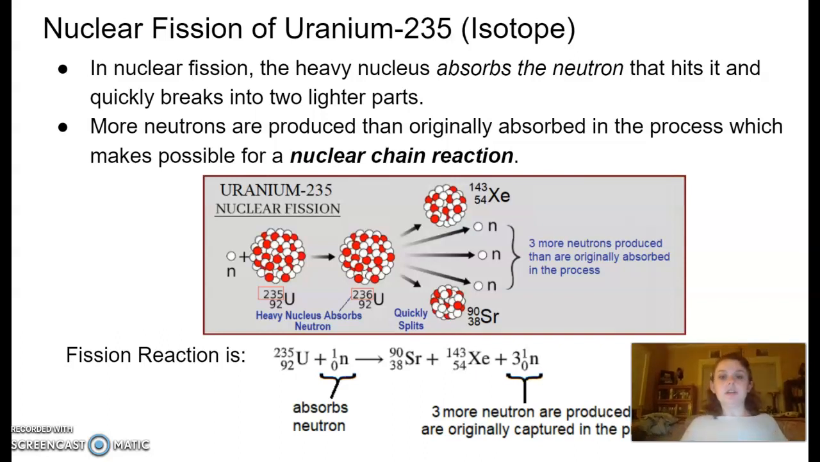Nuclear fission of uranium-235, the isotope. In nuclear fission, the heavy nucleus absorbs the neutron that hits it and quickly breaks into two lighter parts. More neutrons are produced than originally absorbed in the process, which makes possible a nuclear chain reaction. Fission reaction is on my diagram.